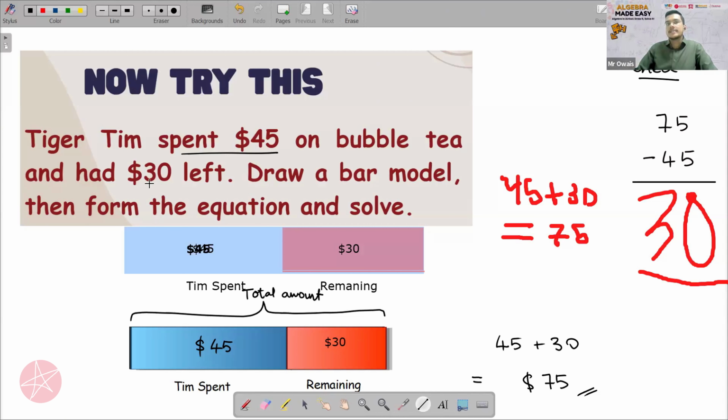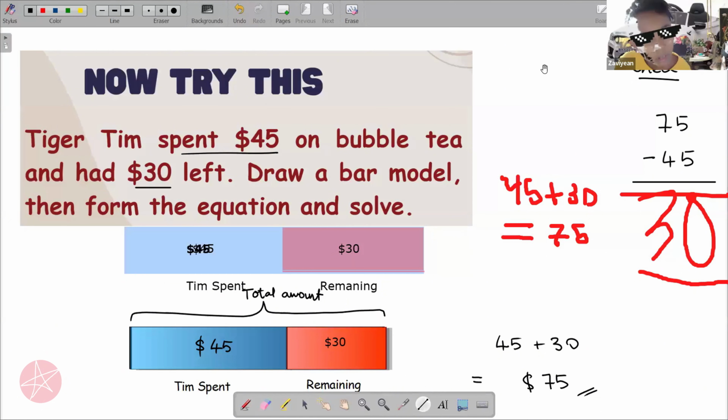$30 remaining. Isn't that what the question has also told us? Yes. So that means that our answer is actually correct. Okay, make sense, everyone? Yes. Yeah, it all does.